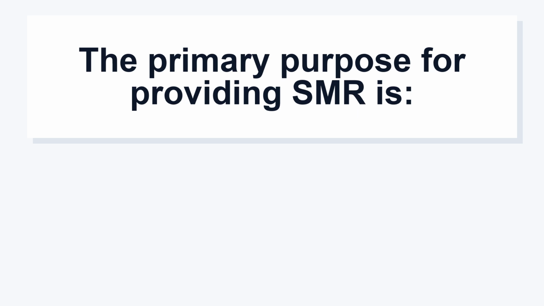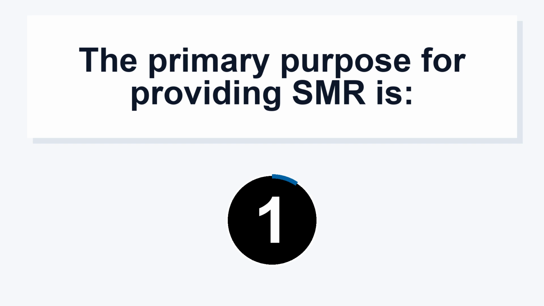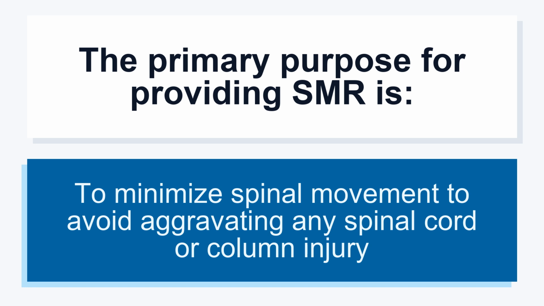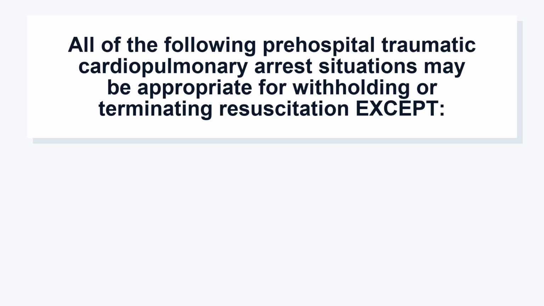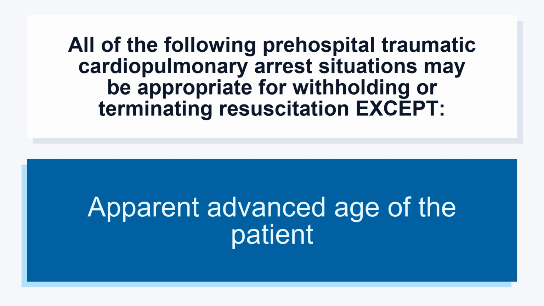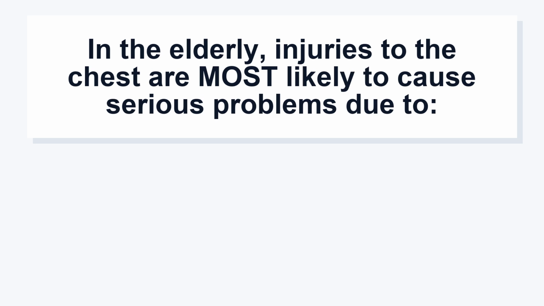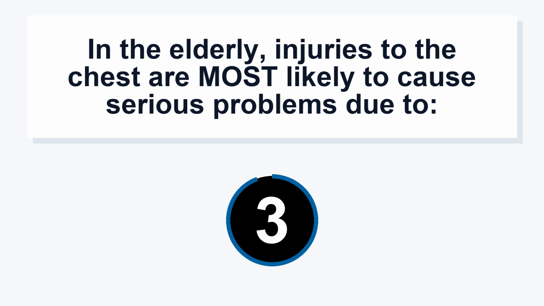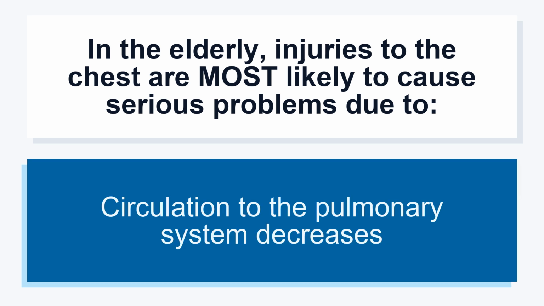The primary purpose for providing SMR is to minimize spinal movement to avoid aggravating any spinal cord or column injury. All of the following pre-hospital traumatic cardiopulmonary arrest situations may be appropriate for withholding or terminating resuscitation except apparent advanced age of the patient. In the elderly, injuries to the chest are most likely to cause serious problems due to circulation to the pulmonary system decreases.